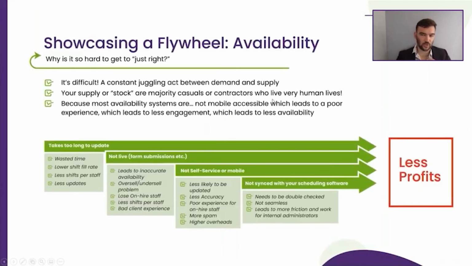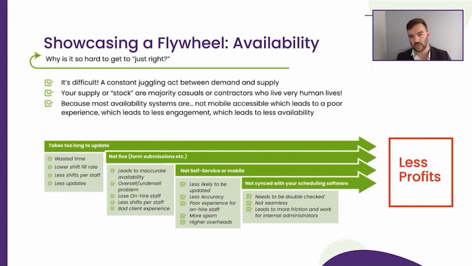Okay, well, we're going to talk a bit about availability. So everyone knows what availability is. It probably does not get the amount of love or attention that it deserves in terms of how important it is in your business. Firstly, we define availability as when an on-hire staff member can work. Why is it difficult? It's a constant juggling act between demand and supply, and we will look at why that is so critical in what you do every day. It's the reason you have jobs, why you have businesses, but it is tough.